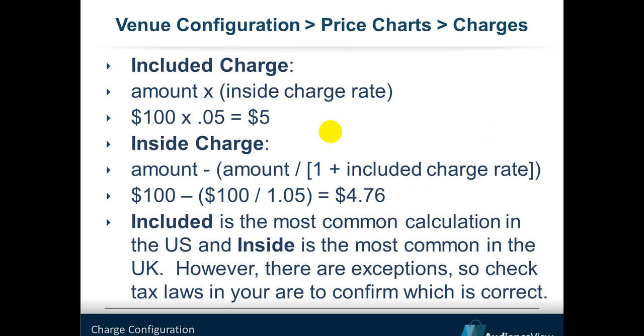So if you ever run into an issue where you think the charge is not calculating the way you would expect, just double check that you have the correct one between inside and included. And once you know what's right for your location, the tax rate might change, but the tax calculation is not likely to change. So you should be all set once you figure out what calculation is correct for you, just to use that every time.